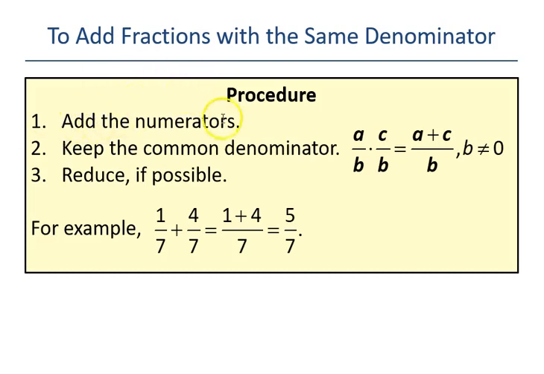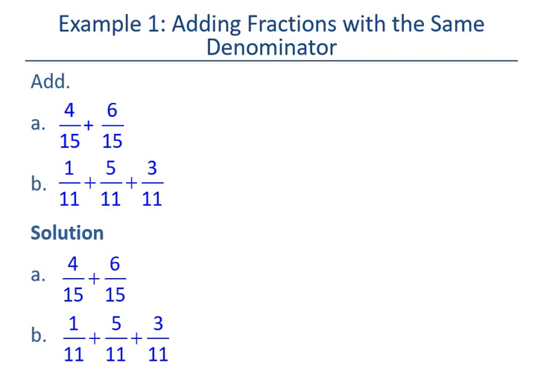Procedure: add the numerators, keep the common denominator. Notice if we have a common denominator, we can just come straight in here and start adding. Always remember, the b, the bottom here, the denominator, cannot equal 0, and then reduce if possible. Then it gives an example here, and notice, this is for fractions of the same denominator. So let's do a couple of examples here.